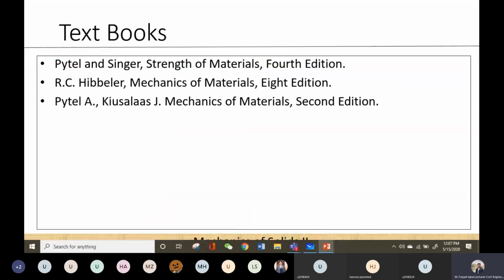We obviously will be solving a lot of example problems for all these topics. For the textbooks, we have been using Strength of Materials by Pytel and Singer, but for the topics after midterm, I would suggest you consider these two textbooks. The book Mechanics of Materials by Pytel, the second edition I am following, but you can use any edition which you have. The second reference should be Mechanics of Materials by R.C. Hibbeler. All three of them are textbooks and you can use any one, but I would recommend you give this book first preference, and you will get access to this one.